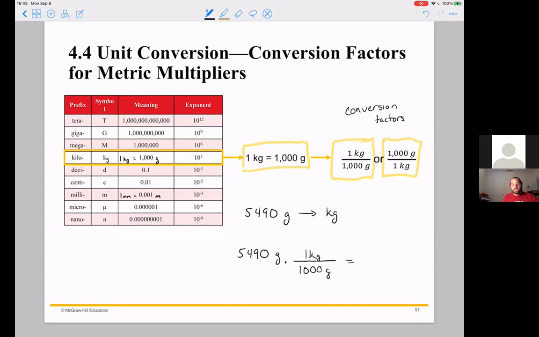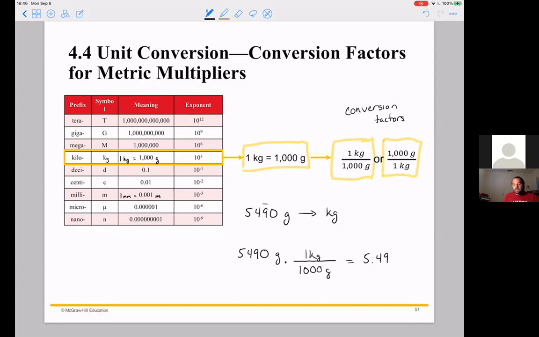Because then when I punch this, so first of all, I'm going to punch this into my calculator, 5,490 divided by 1,000, and I'm going to get 5.49. I'm not going to include that 0 because it's not a significant digit, right? This was the last significant digit over here. So I want to make sure that I have the same sig figs in both numbers.